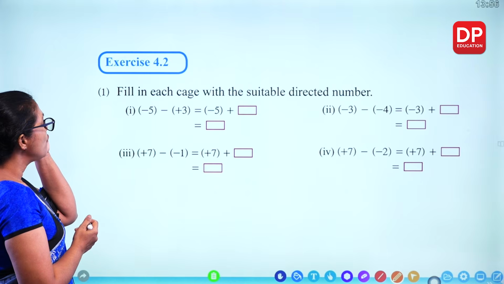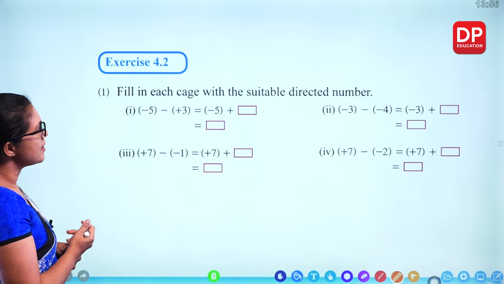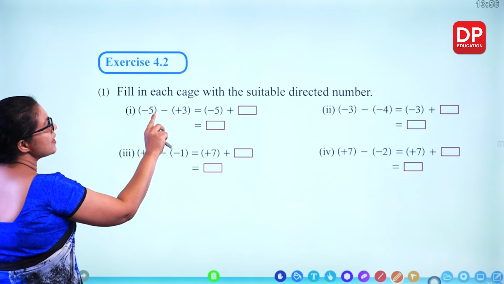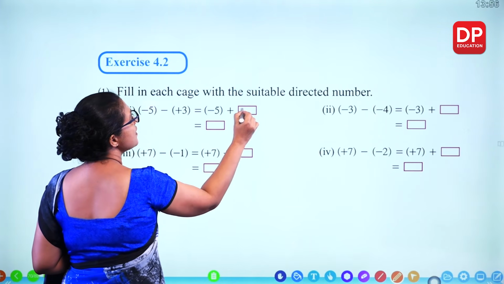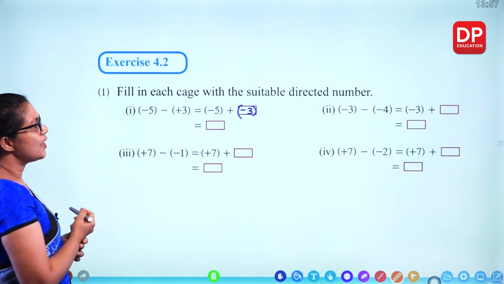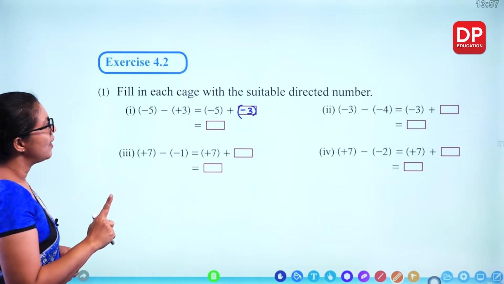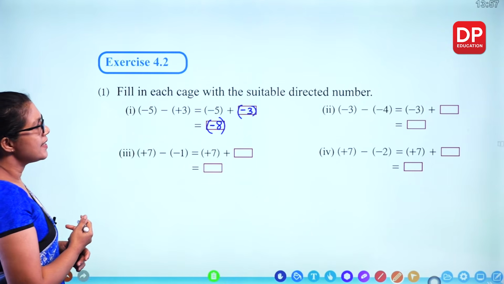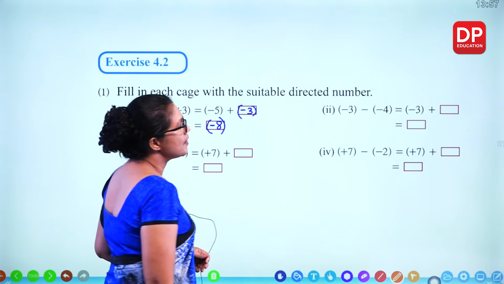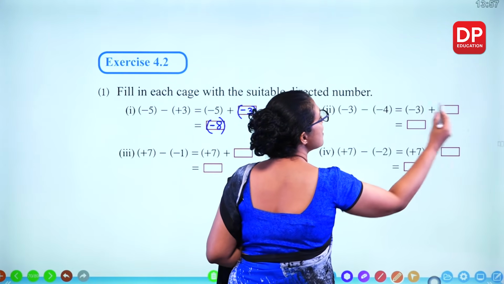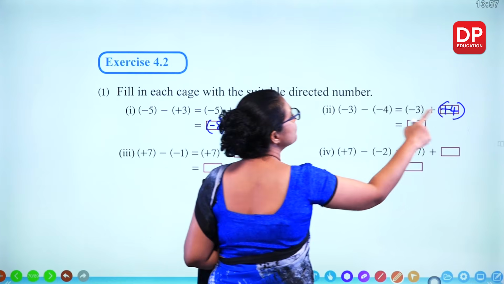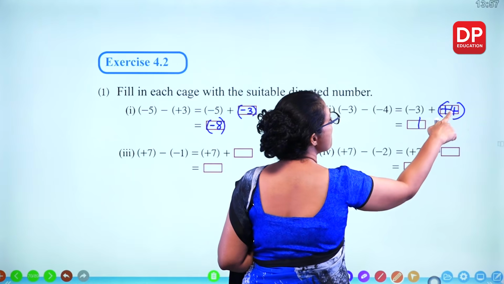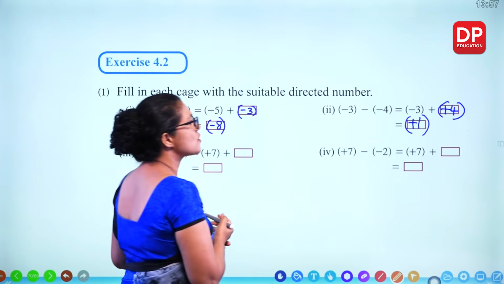Exercise 4.2. Fill in each cage with the suitable directed number. Here, minus 5. We can convert to additive inverse of plus 3. That's minus 3. Now, both negative. Add the two numbers. 5 plus 3, 8. So, you put minus 8. This one, convert to additive inverse. So, this is plus with plus 4. One is positive, one is negative. Take the difference. 4 and 3 difference is 1. Bigger number is positive, plus 1.